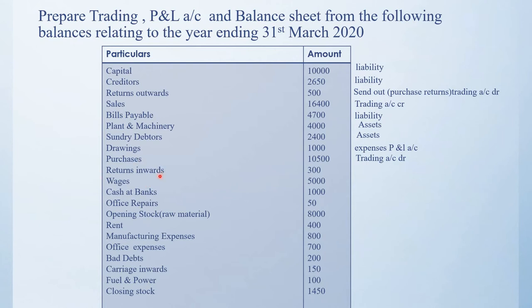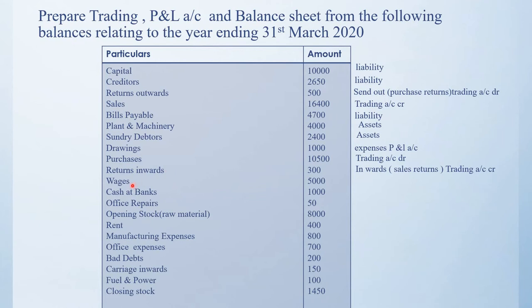So that will be considered as any returns inwards, or we can call it any sales inwards. The sales will be recorded in the trading account. From sales we will deduct the sales return. Here the return inwards also we will record in the trading account credit side itself.